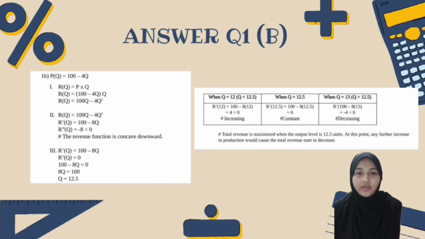When Q = 12, we get 4, which means it's increasing. When Q = 12.5, we get 0, which means it's constant. And when Q = 13, we get -4, which means it's decreasing. In conclusion, total revenue is maximized when the output level is 12.5 units. At this point, any further increase in production would cause the total revenue to start to decrease.